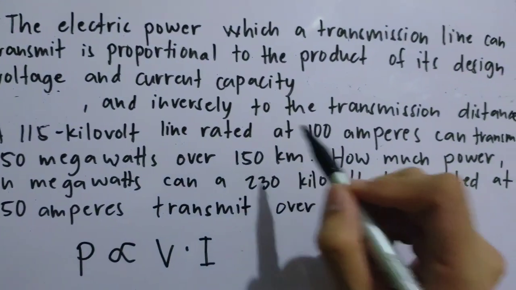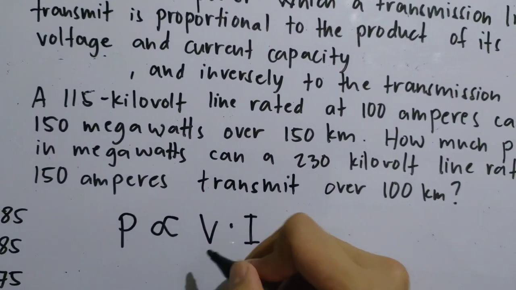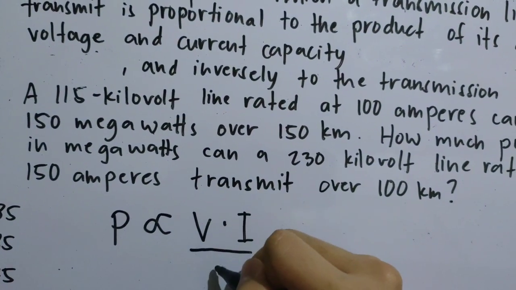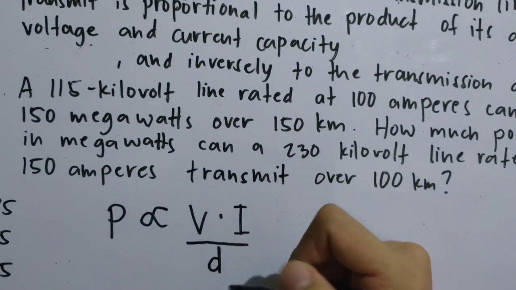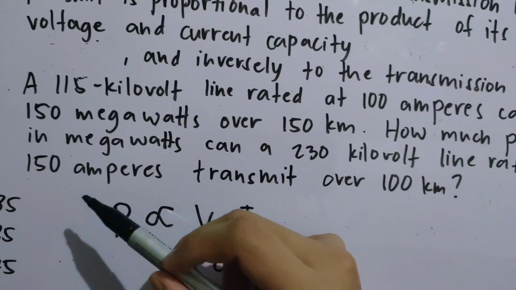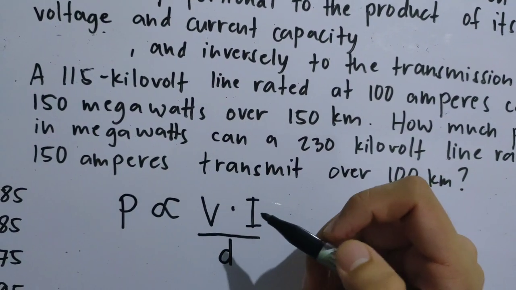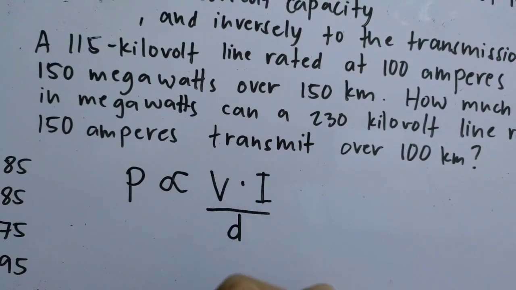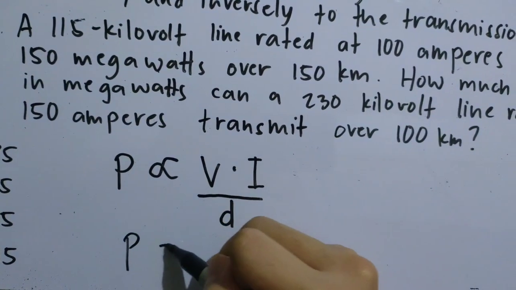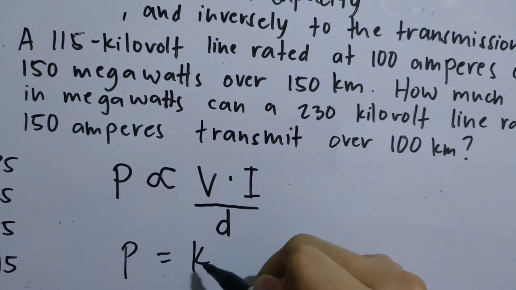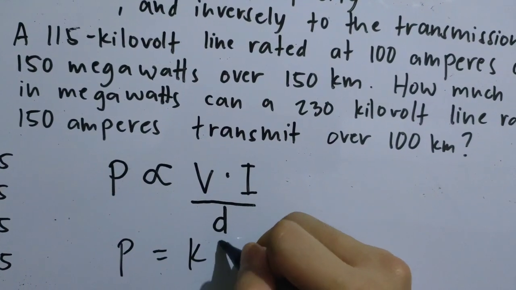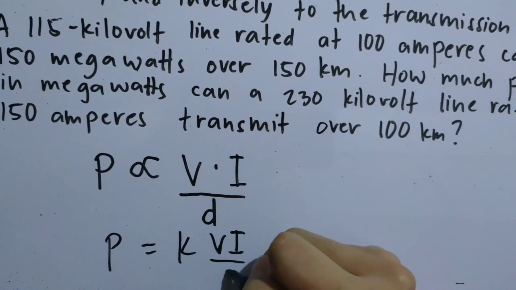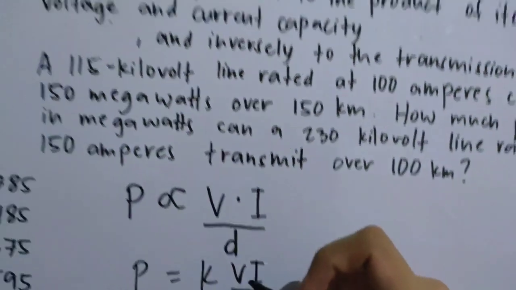And inversely to the transmission distance. So the distance should be at the bottom. Transmission distance. So we have formed the relationship of the values, and now we can make an equation. You just add a proportionality constant: P is equal to K VI over D. So you now have an equation.